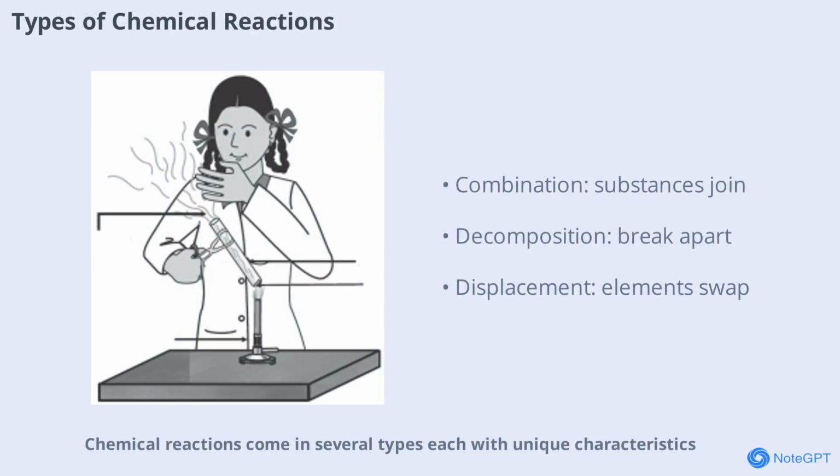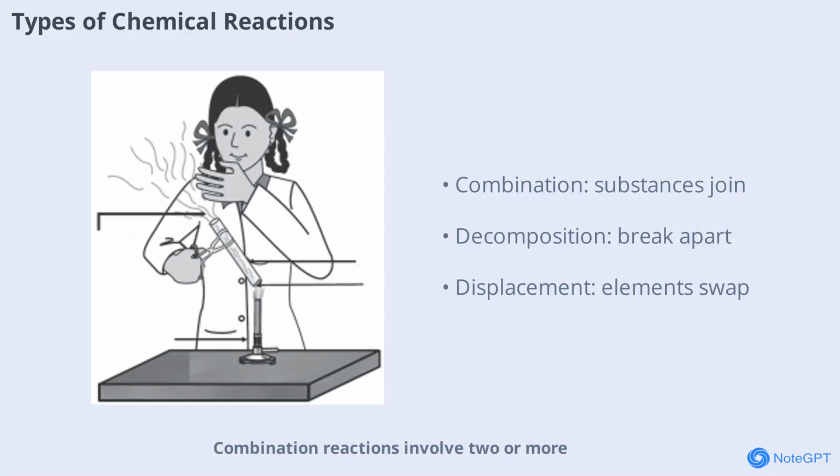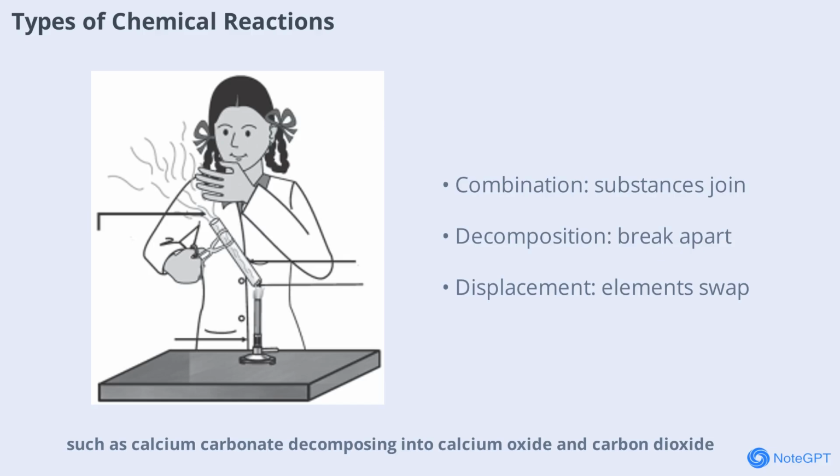Chemical reactions come in several types, each with unique characteristics. Combination reactions involve two or more substances joining to form a single product, like hydrogen and oxygen forming water. Decomposition reactions are the opposite. One compound breaks down into simpler substances, such as calcium carbonate decomposing into calcium oxide and carbon dioxide.